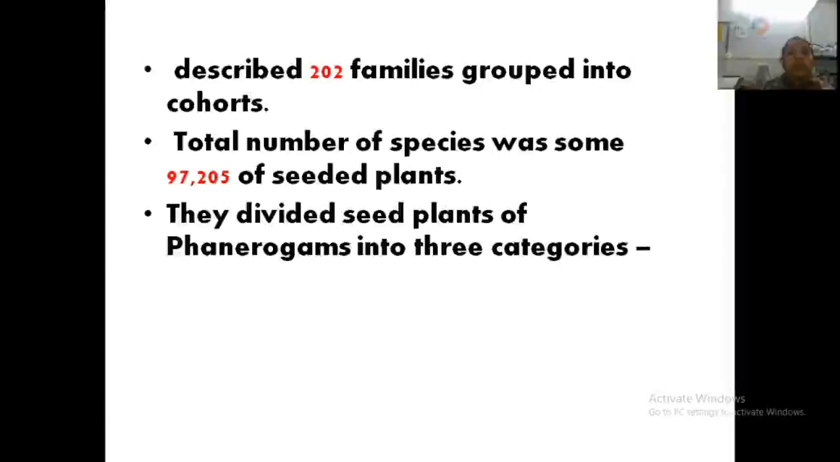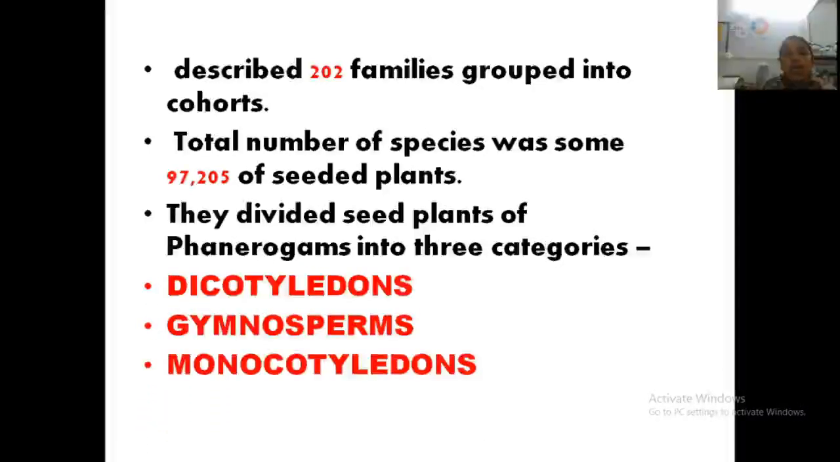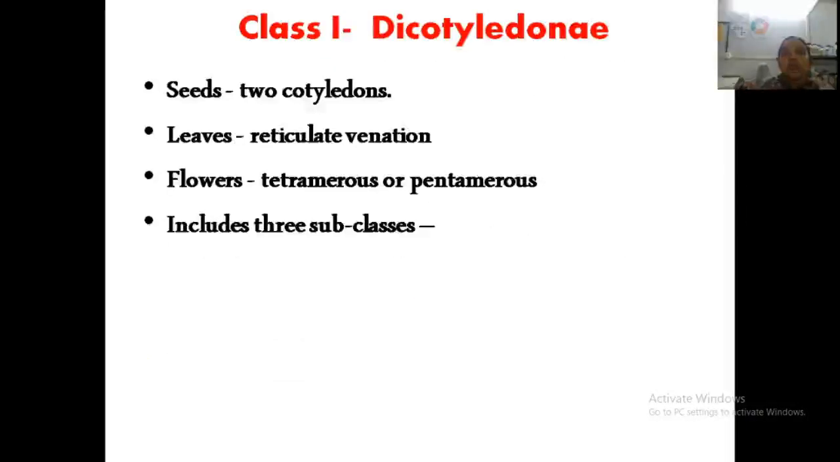Now, they described 202 families, 97,205 species, and they divided seed plants into 3 classes. What are they? Dicotyledones, Gymnospermae, and Monocotyledones. These are the 3 classes into which seed plants, or Phanerogams, are divided. Now, one by one.